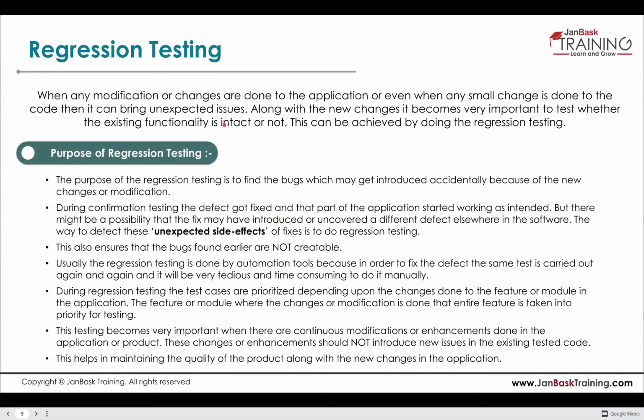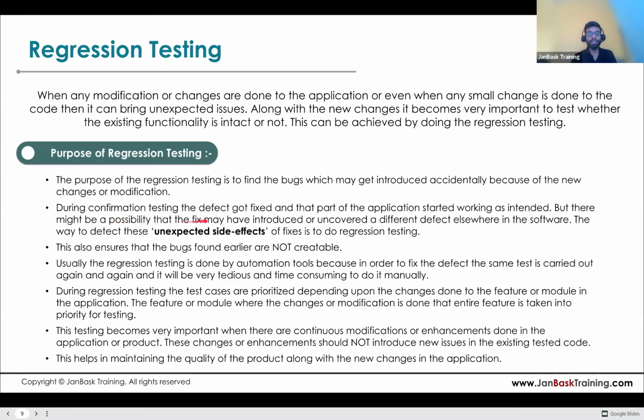When any modification or change is done to the application, or even when any small change is done to the code, it can bring unexpected issues. Along with the new changes, it becomes very important to test whether the existing functionality is intact or not. This can be achieved by doing regression testing. The purpose of regression testing is to find the bugs which may get introduced accidentally because of the new changes or modification.